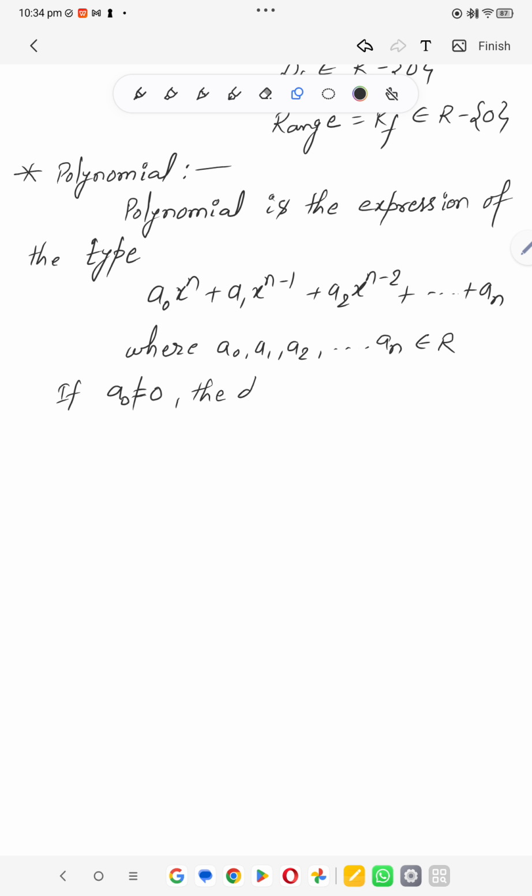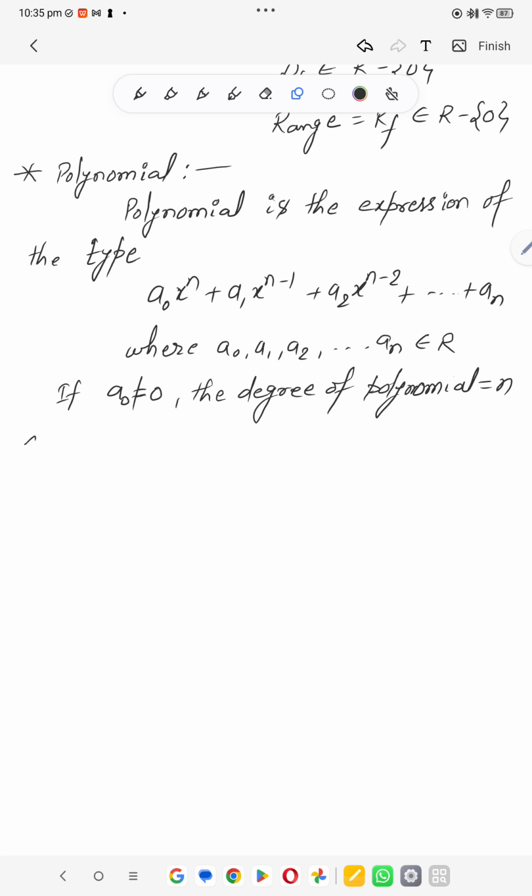If a0 is not equal to 0, the degree of the polynomial equals n. It will be an n-degree polynomial because the first term is not 0. If the first term were 0, then the degree would decrease. So we take it as non-zero, so that the polynomial degree will be n.